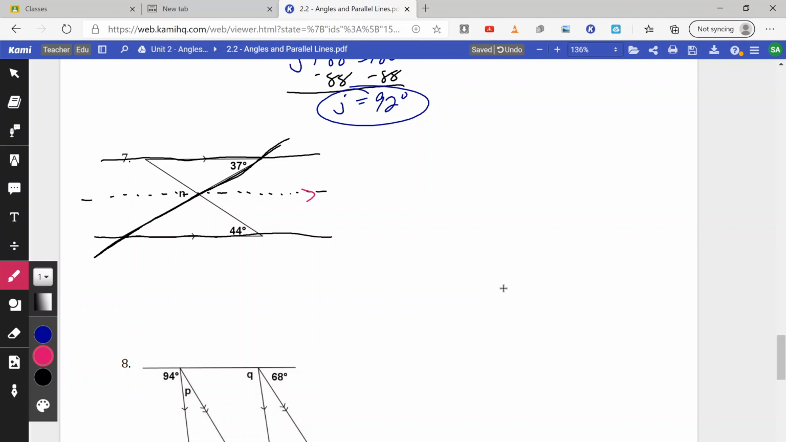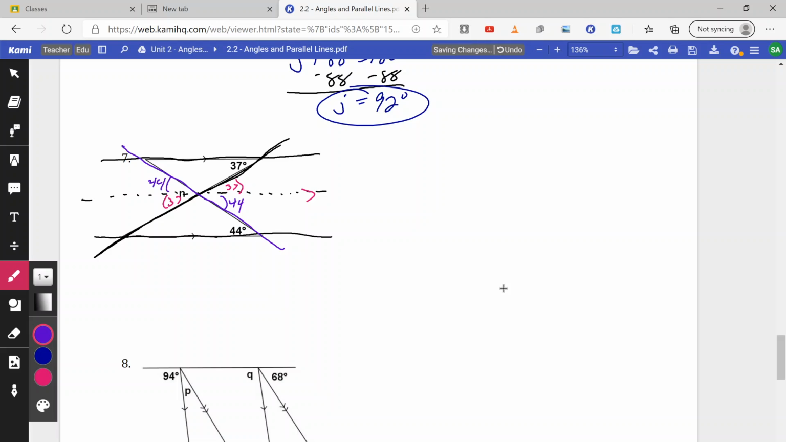So now we have 37. I can now say this is 37 degrees here. And if this is 37, vertical angles means this part is 37. They are across from each other. And then if I take a look at the other side, I have a second transversal. The black is the transversal for here. And let's use purple. The purple transversal goes the other way. So 44, alternate interior angles tells me that this part is 44 as well, which means by vertical angles this part is 44.